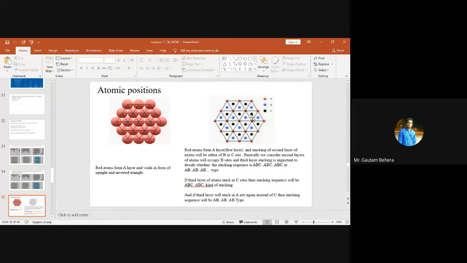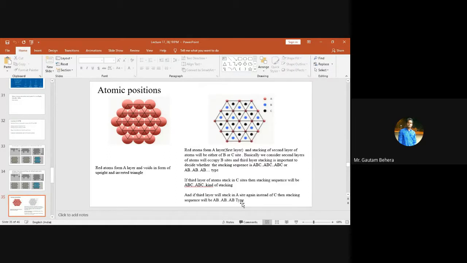How or where the third layer of atoms will sit will decide whether we have an AB kind of stacking sequence or an ABC type of stacking sequence, right? I have already written it over here. If the third layer of atoms stacks in the C sites, then the stacking sequence will be ABC kind of stacking sequence, right? But if the third layer of atoms stacks in the A site again, instead of C, then the stacking sequence will be AB type.